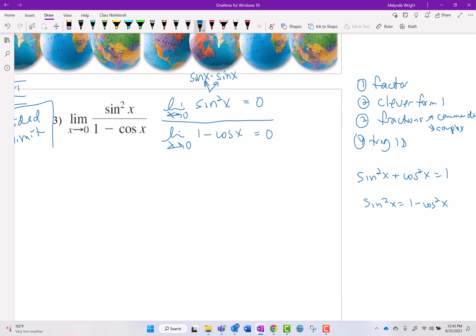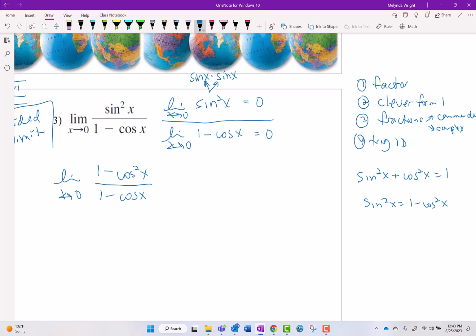Maybe that's not the first thing you would try. It's okay. There's more than one way to do these. There's not just one right way, so please know that you can try many different things. This is what I would try, so I'm going to replace sine squared with 1 minus cosine squared, and I have 1 minus cosine on the bottom. Please don't cross out, because there's a minus in there. There's no crossing out from top to bottom.